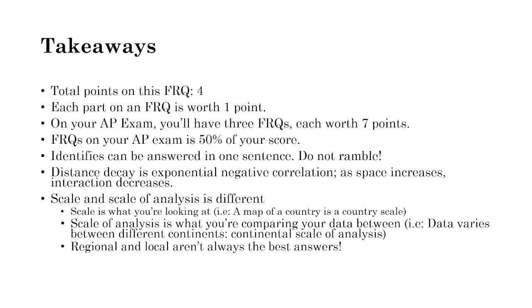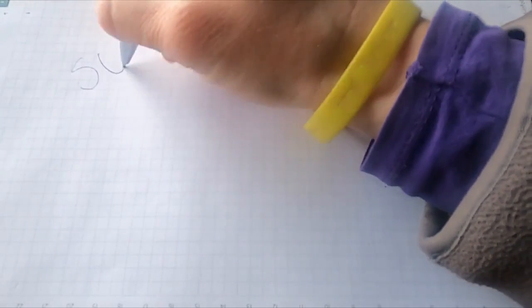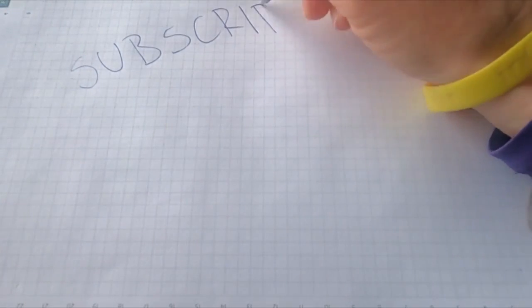Another one here is regional and local aren't always the best answers. You want to give the most specific answers. You're going to be tempted on an FRQ on the AP exam, if they have population data between different cities, to say local, but city is going to be the best answer for scale of analysis. And yeah, that's the end of this video for the FRQ Friday.